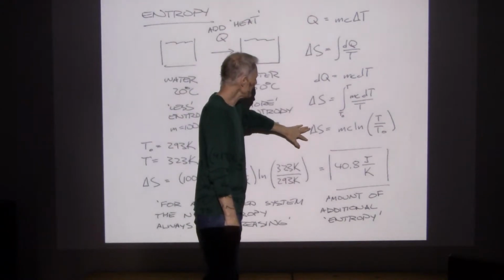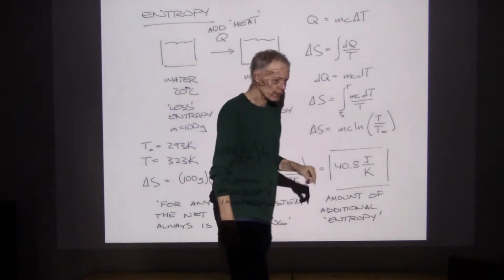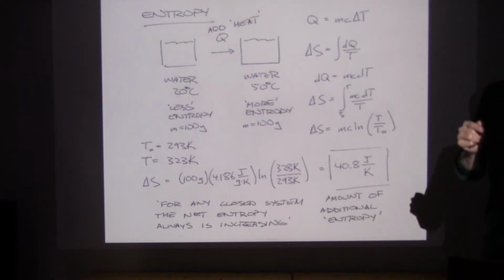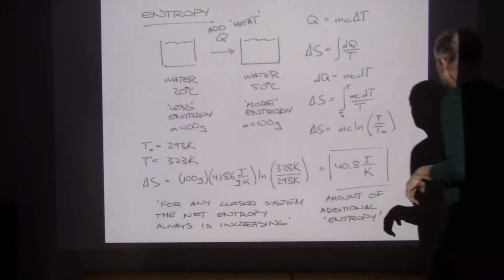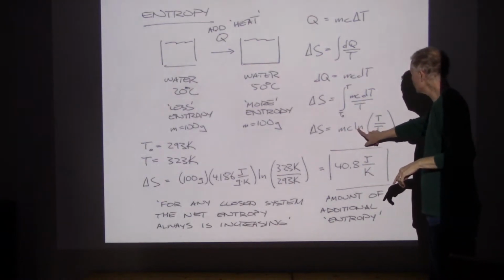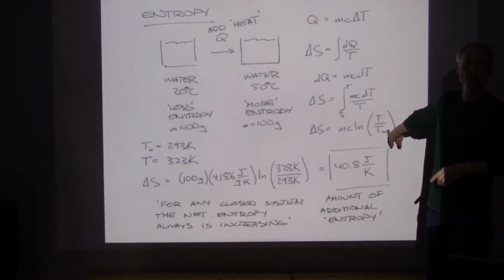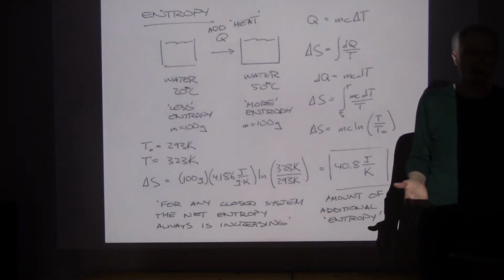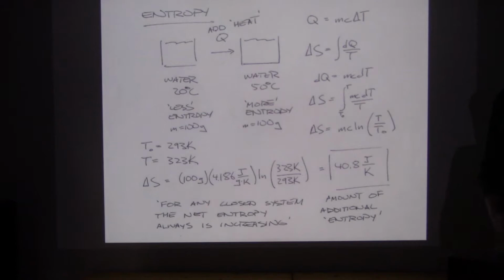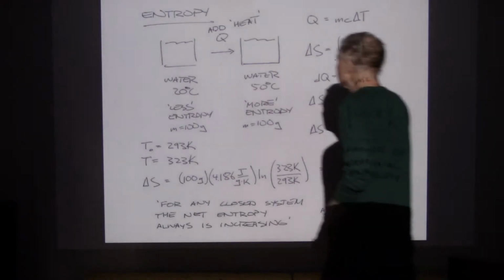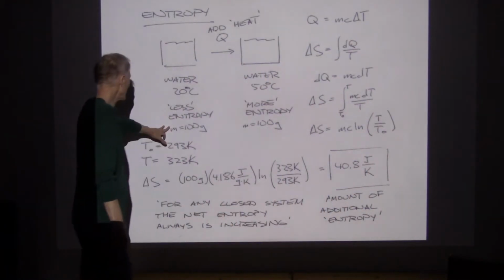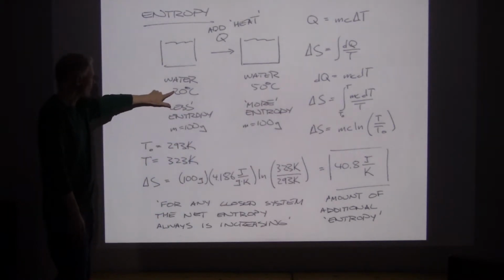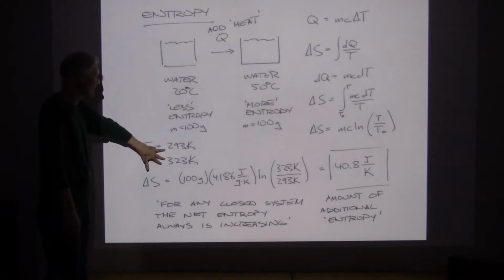Now, what that leads us to in terms of a formula, if I'm taking a sample of some material, adding heat, how much does the entropy go up? It goes up mc natural log of T over T naught. That's a quantified amount of entropy increase in the sample. So let's try this. Say this is a 100-gram sample. We started at 20 Celsius. We're going to 50 now.